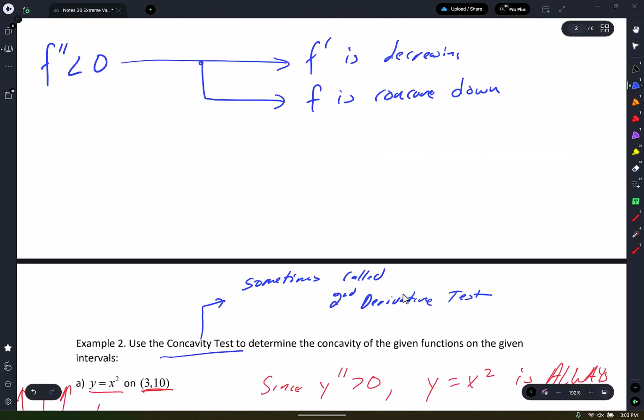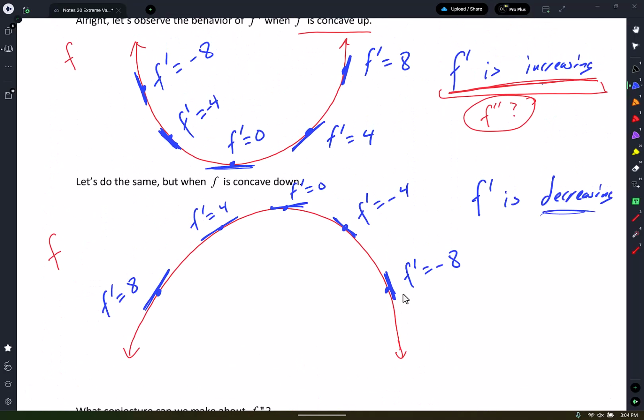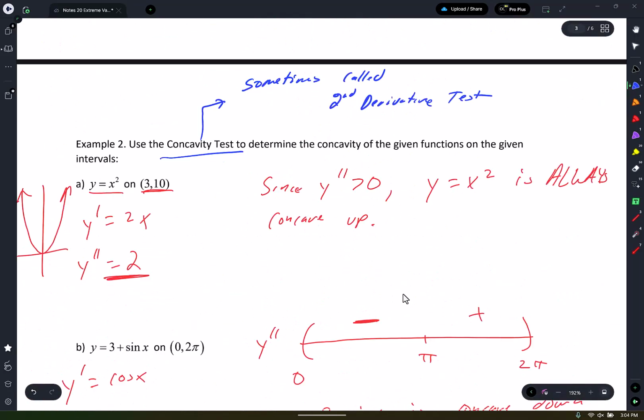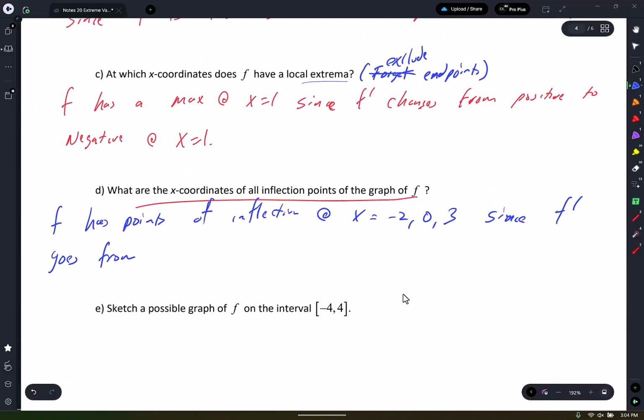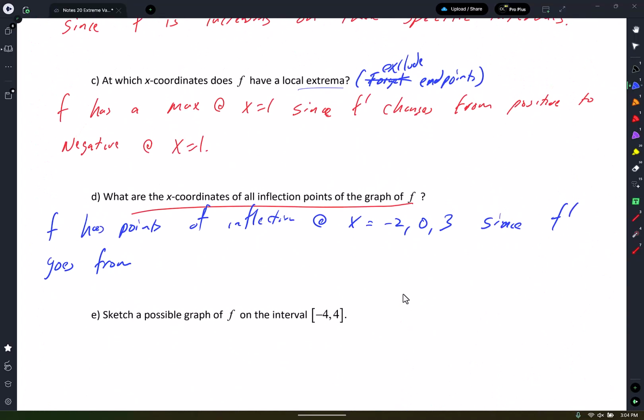You got it right. It goes from what to what? And vice versa. I'm just going to say the words vice versa because I want to write short sentences. F has points of inflection at x equals -2, 0, 3, since f prime goes from decreasing to increasing, and vice versa, at those specific x values. You always want to state the first one.